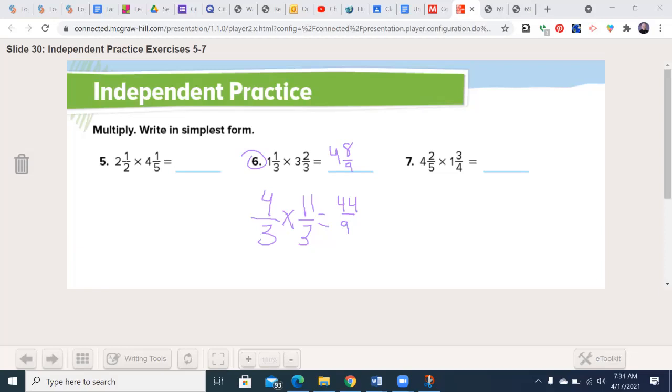So your key steps today: turn your mixed number into an improper fraction, and you do that by denominator times whole number plus numerator, and keep that denominator. Then multiply, just like we've done in previous lessons, across the top and across the bottom, and then simplify. In this case, simplification required division. So I'm going to go ahead and clear the screen.